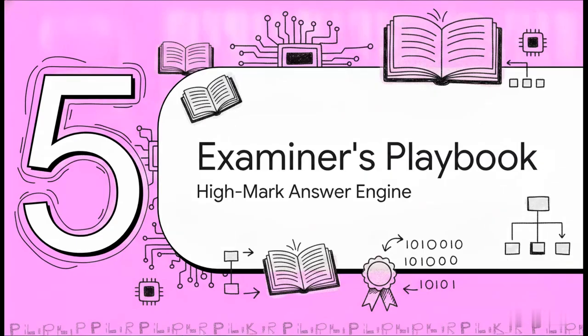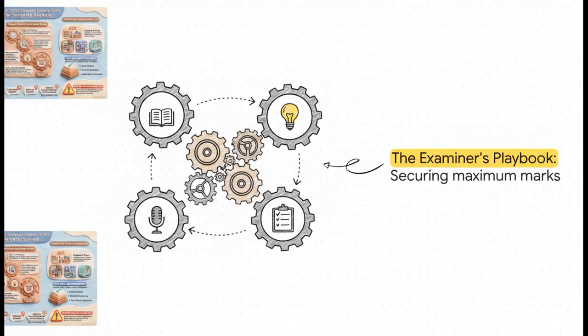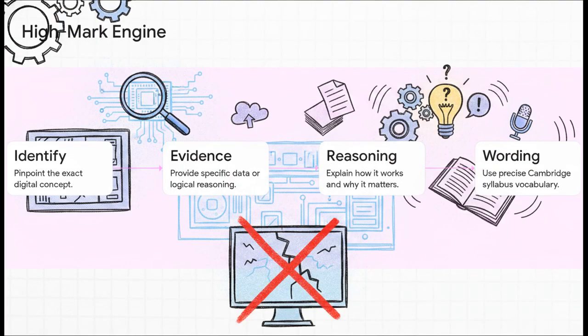Which brings us to our final section, the examiner's final playbook. I want you to focus entirely on those interlocking gears right in the center. That is your high mark answer engine. You see, an examiner isn't just looking for a random collection of facts. They're looking for a machine that works perfectly. Your answer needs 4 gears turning together seamlessly to crank out those full marks. If even one gear is missing, the machine stops and the marks stop. It's that simple. So, here are the 4 gears you absolutely must spin up every single time.